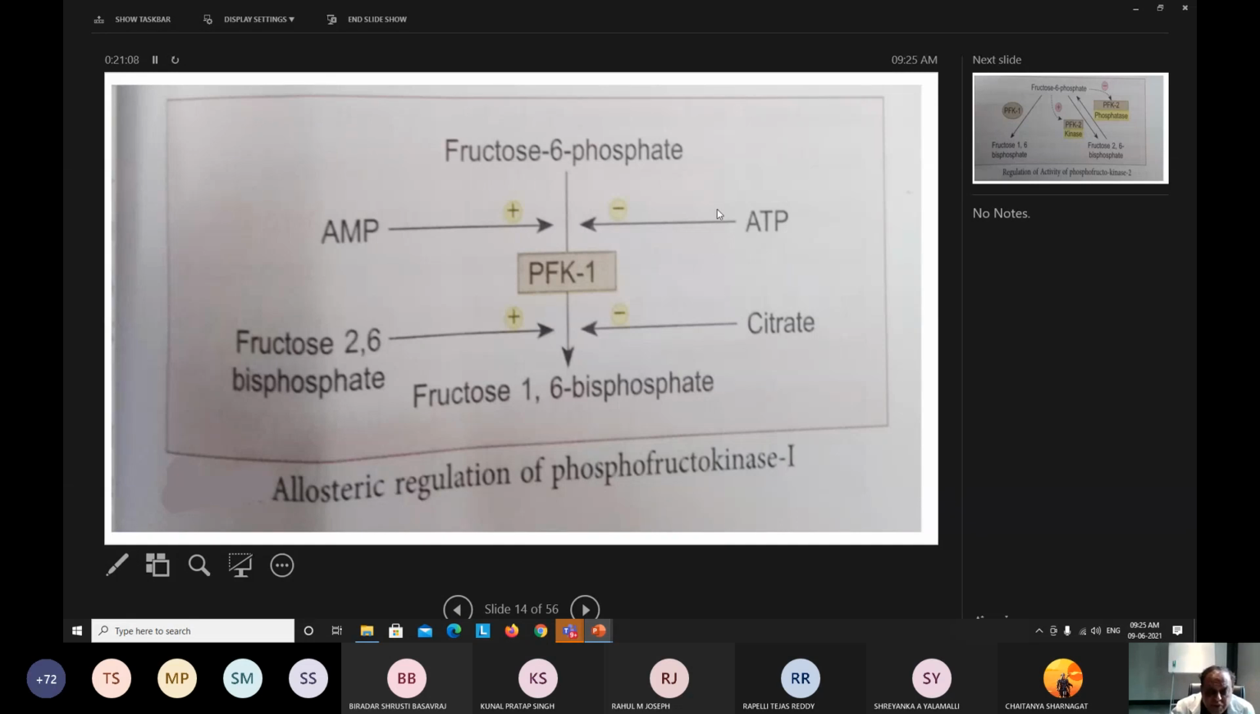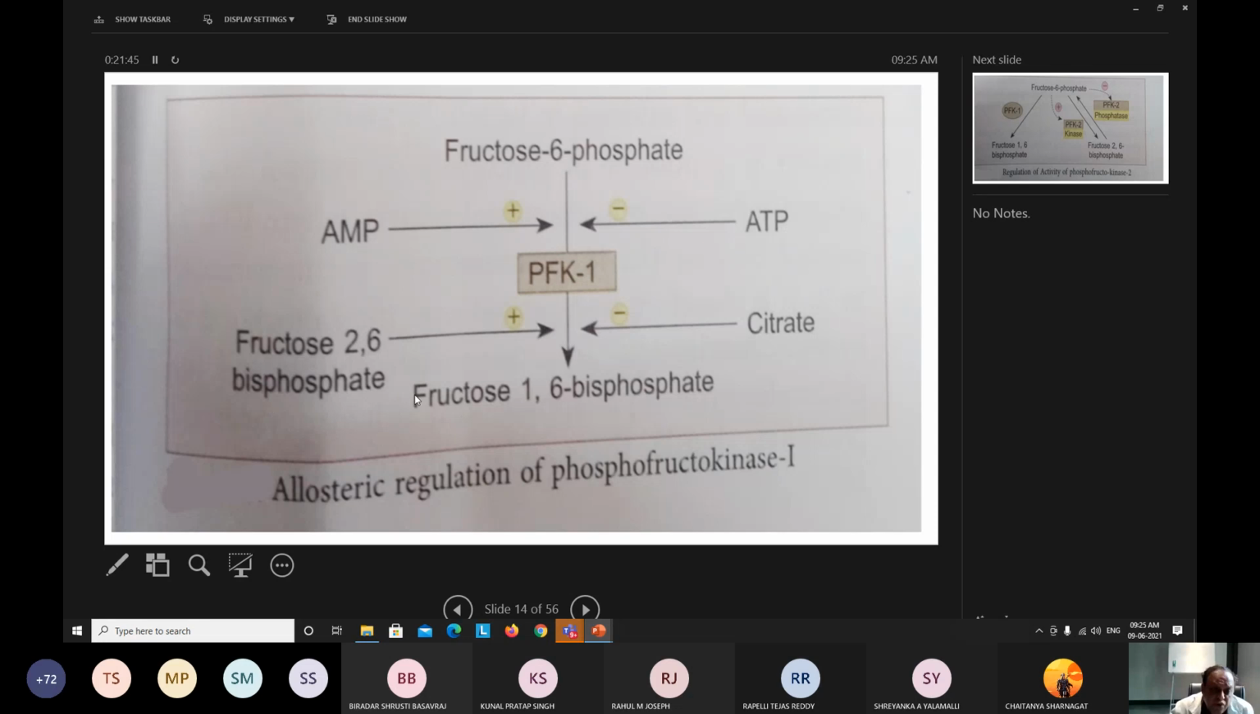One is the presence of ATP and citrate. If ATP is in more amount, then it will inhibit the reaction. So it will not allow the reaction to go further into the glycolysis pathway. Whereas if there is a small decrease in ATP, AMP will be the one which will activate and allow the process to continue. This, along with the fructose 2,6-bisphosphate action, will take place.